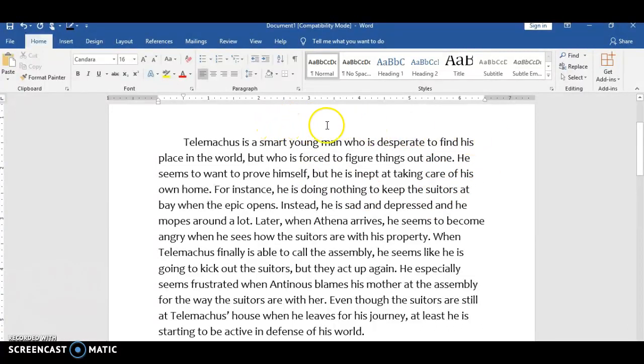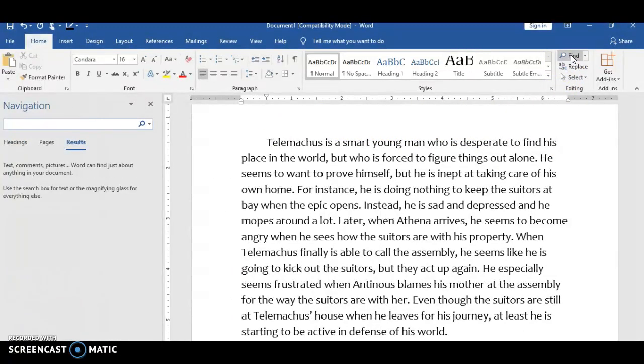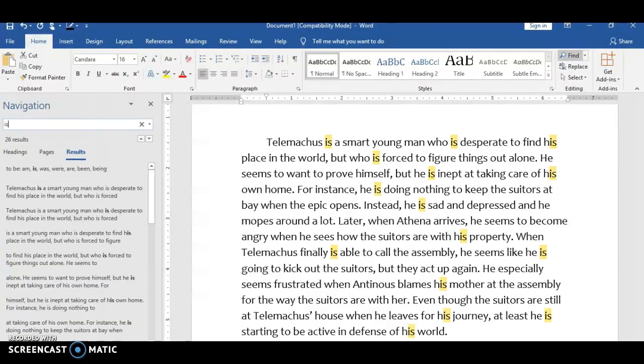So one of the things that I do is I will do a search. So I will click on Find. Control F works as well. And I'll just type in the most common ones, is. And let's see what happens. You see all the yellow lights up, and I can see that I have all of these is's. Now, some of them are part of the word his, and that's a little bit unfair. But nevertheless, there's a whole bunch of them. And I know that I'm going to need to go through and edit those.